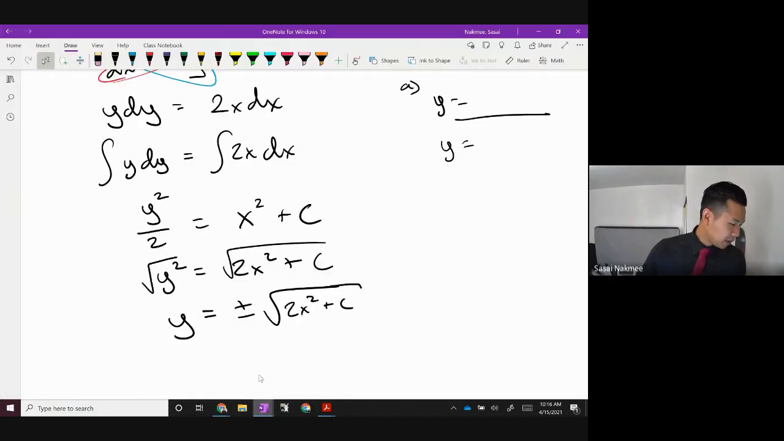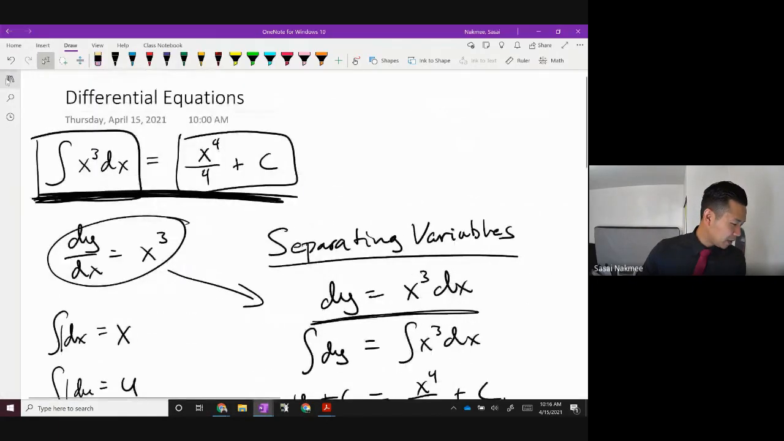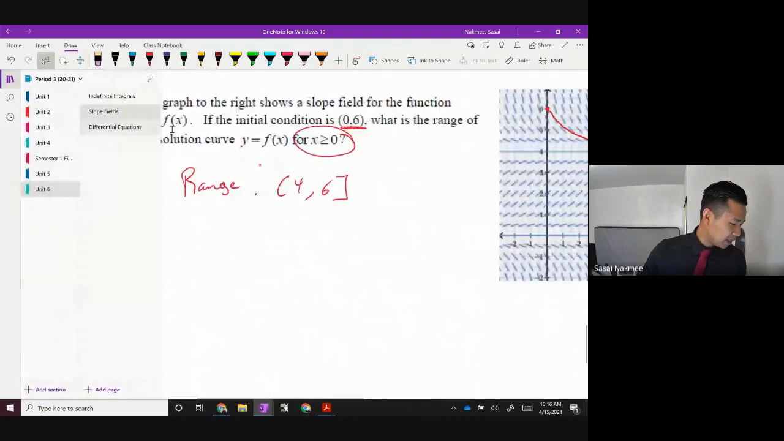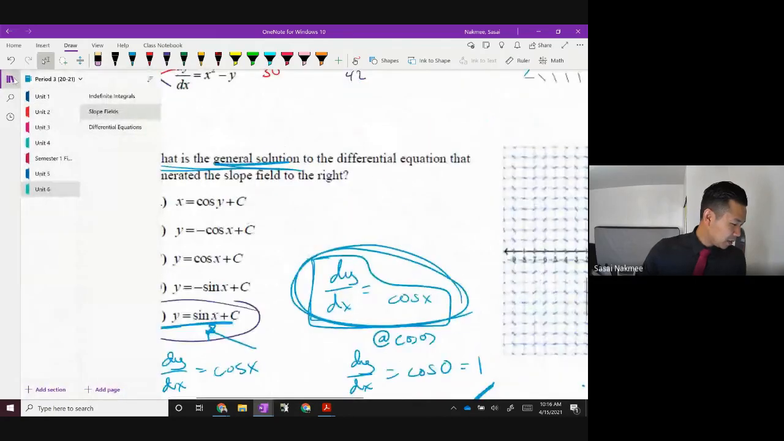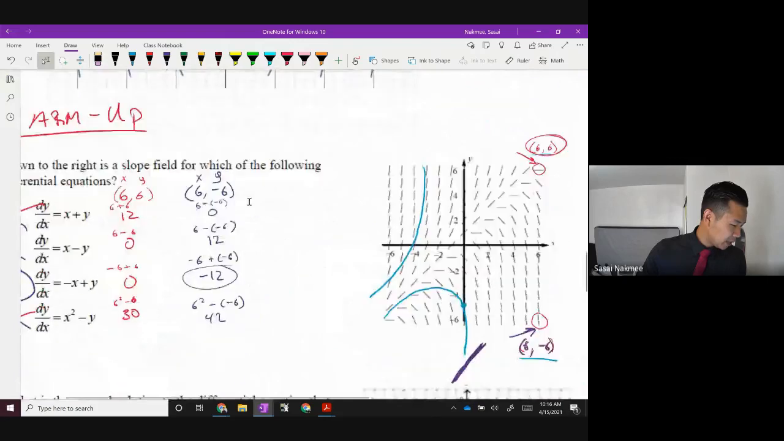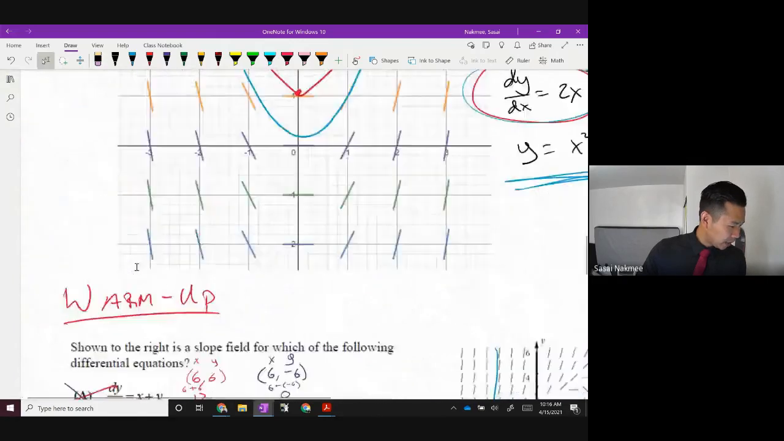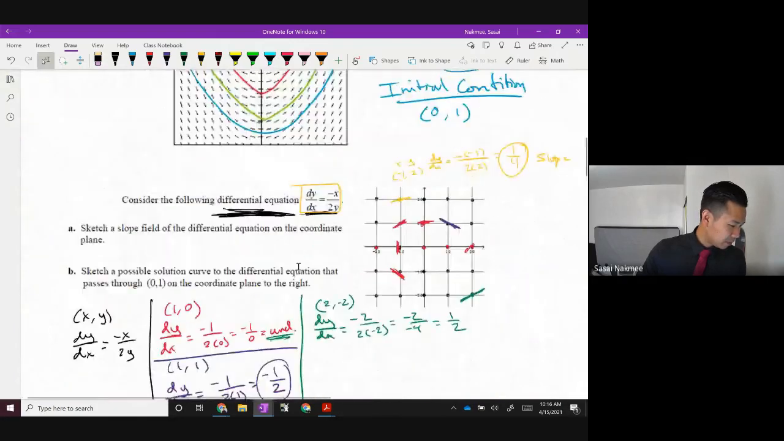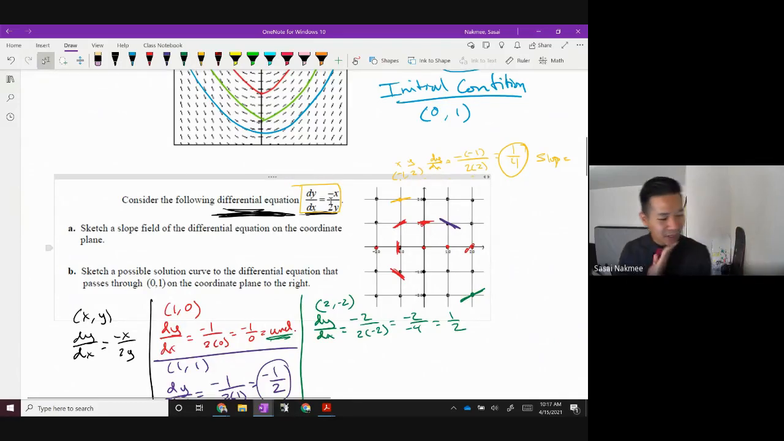Monica asked, the differential equation we did last time, does that look like it was going to make this one right here? Wait, that's the warm up. Oh, are you talking about this one, Monica? The negative x over 2y? Yeah, that's a good question.